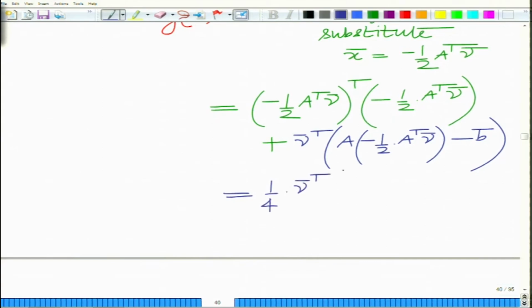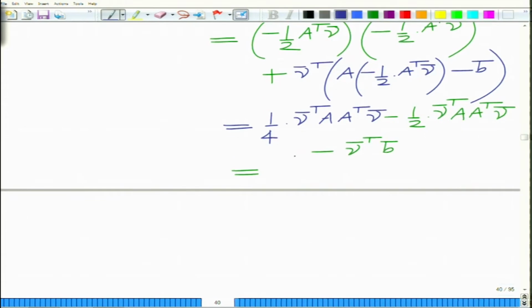1 by 4 nu bar transpose A transpose nu bar minus half nu bar transpose A transpose nu bar minus nu bar transpose b bar, and now if you simplify it, what you will get is basically minus 1 by 4 nu bar transpose A transpose nu bar minus nu bar transpose b bar. So this is your Lagrange dual function.